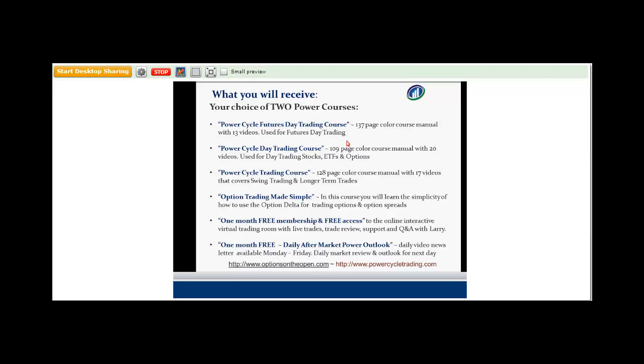I would probably recommend futures. If you're starting out, futures is a great way to start because the margins are low and it's a very liquid way to get into it, and then learn the option side of it. So with our system, you can trade anything, and yes, you can use Option Express.